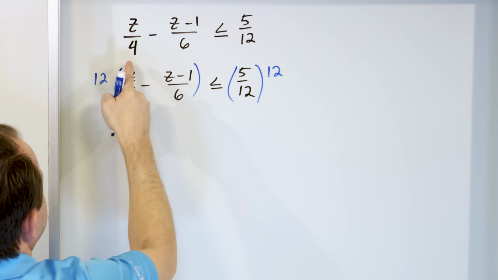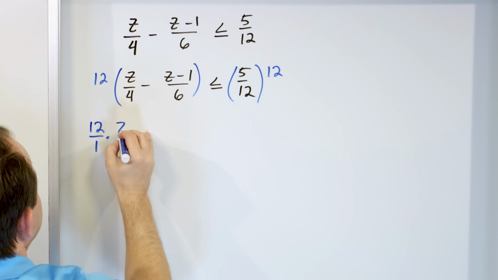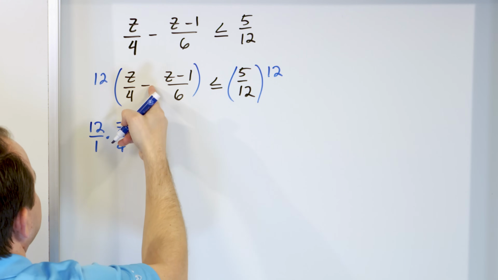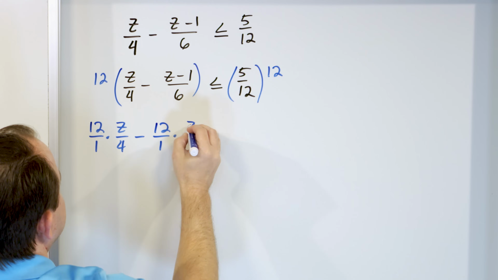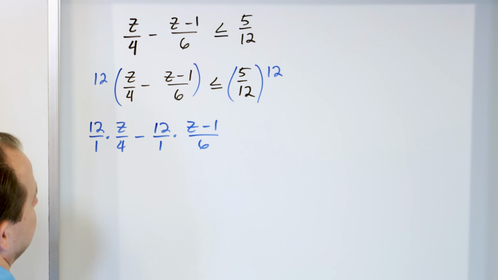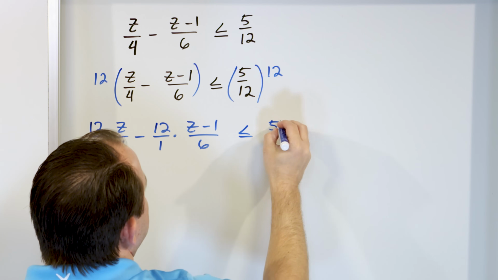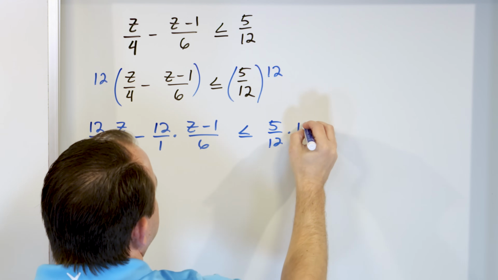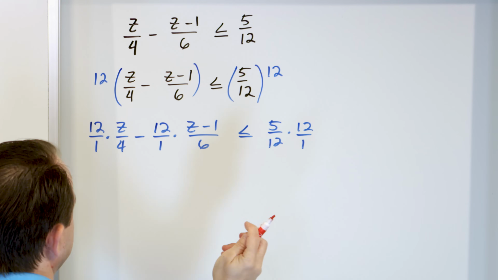So in the next step, go ahead and rewrite it explicitly. This 12 has to be distributed into each term. So you write it as 12 over 1 multiplied by this fraction z fourths, minus, because of this minus, the 12 gets multiplied in as 12 over 1 multiplied by z minus 1 all over 6. Keep the less than or equal sign from here, and then the 5/12 can be multiplied by the 12 over 1.